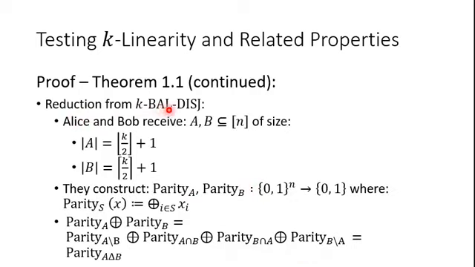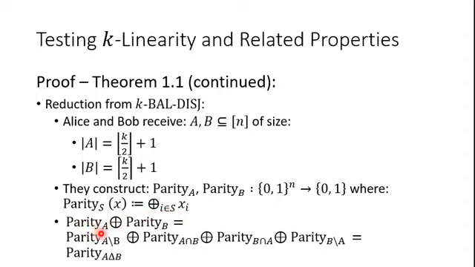So we'll reduce from k-balanced disjoint. Alice and Bob receive A and B, which are subsets of 1 through n. A is going to be the size that is required for k-balanced disjoint, which is k divided by 2 lower bound plus 1. And for B, also we want it to match the input for k-balanced disjoint, so it's going to be upper bound k divided by 2 plus 1. And what they do is they construct parity A and parity B from {0,1}^n to {0,1}, where we define parity of S of x to be the XOR of x_i, where i is in S.